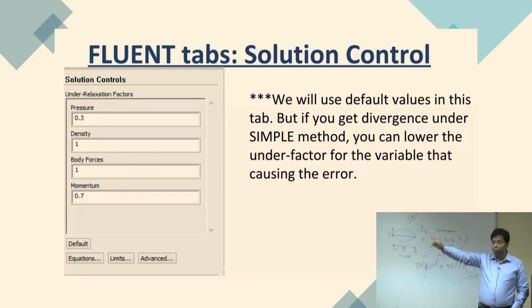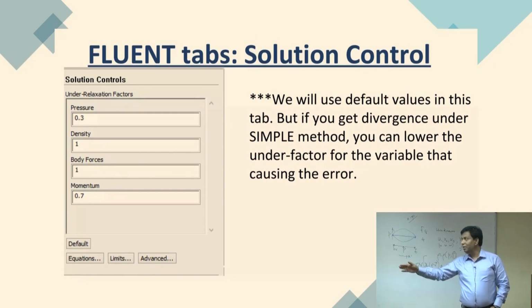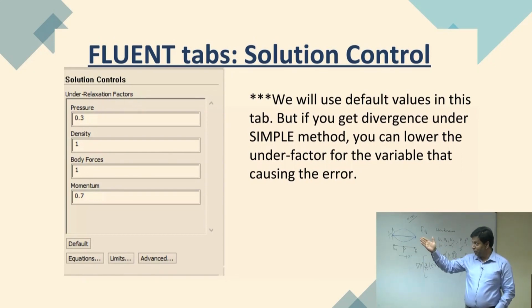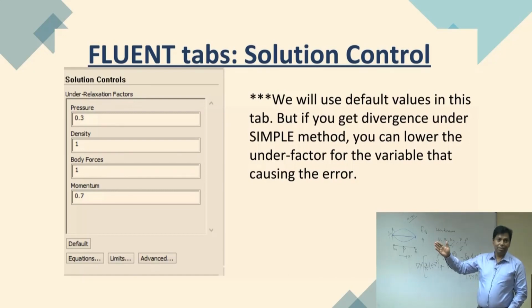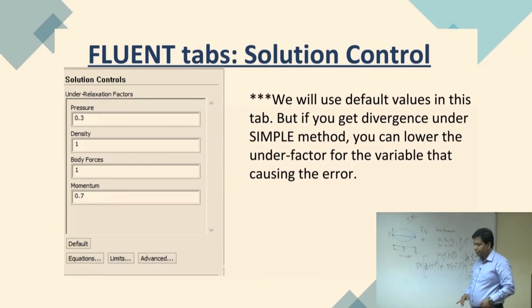We just generally do it. If you put it too small, it takes a long time, but we don't know, we have to just try. So this is the default value. If your solution doesn't converge, just try to reduce it, and you can try it. Generally, these are the default values.